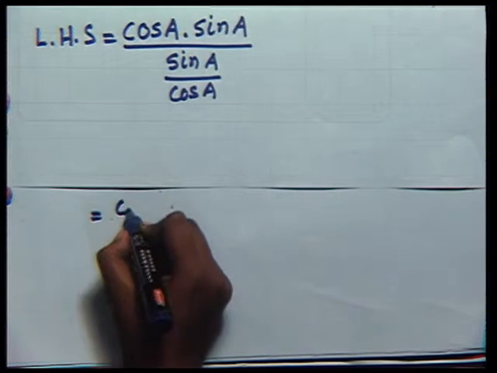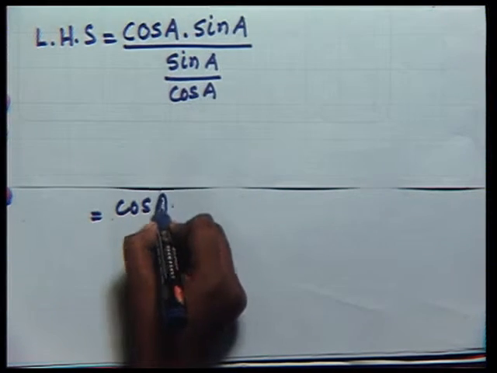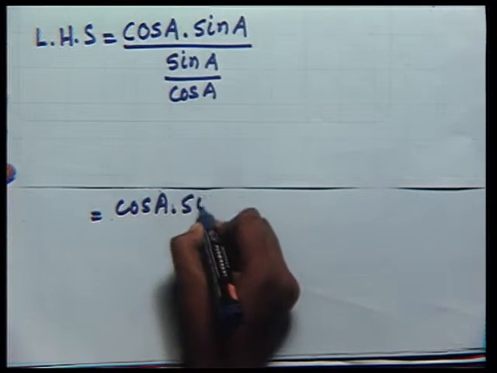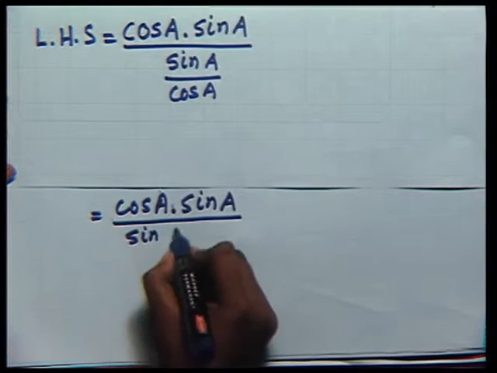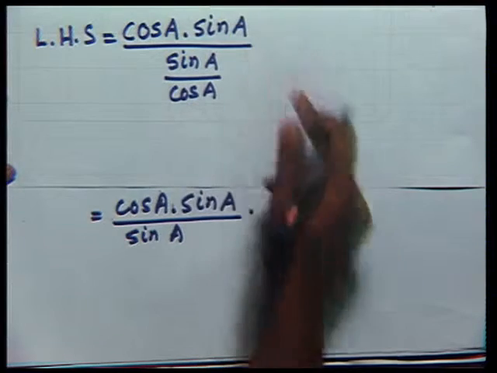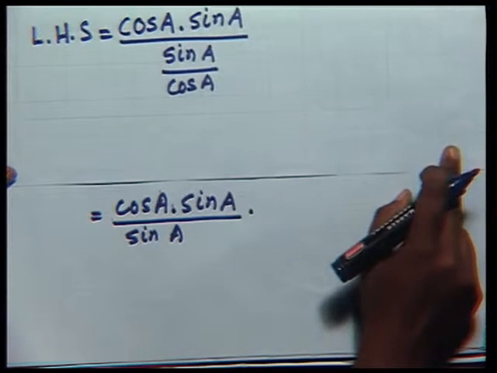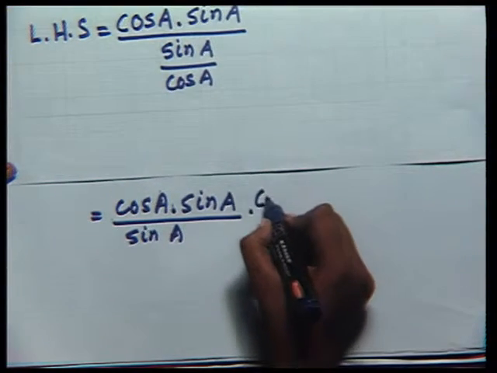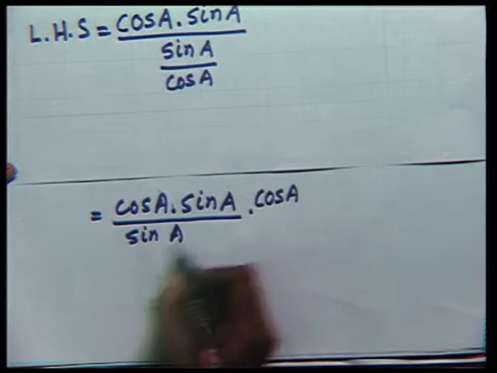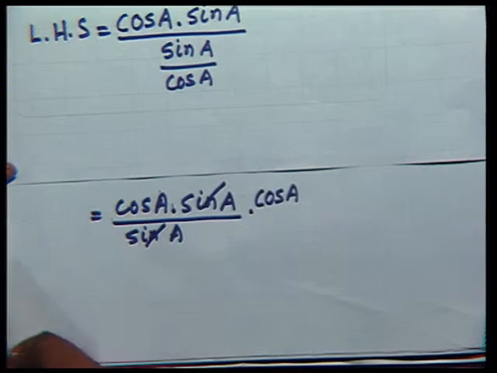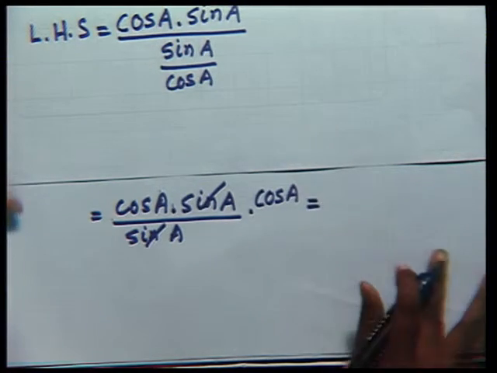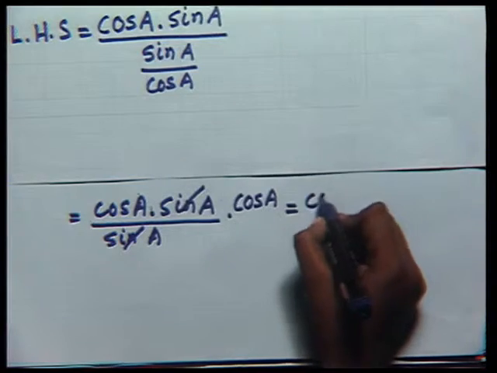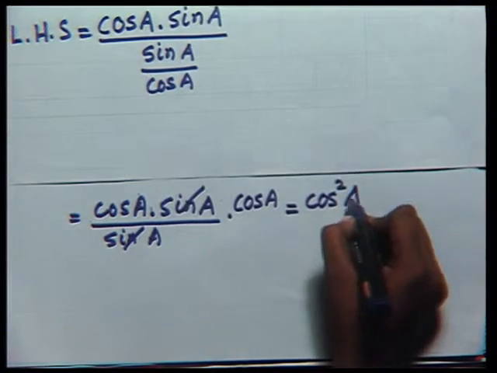This is equal to cos A into sin A upon sin A, multiplied by this. cos A goes to the numerator as we said earlier. So, here we have cos A. Now, this sin A and this sin A get cancelled from the numerator and the denominator, and we have ultimately, this is equal to cos square A.